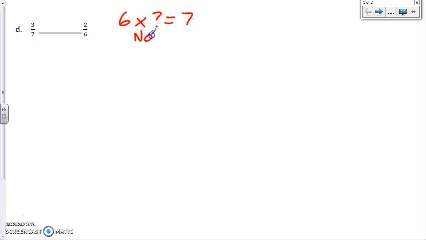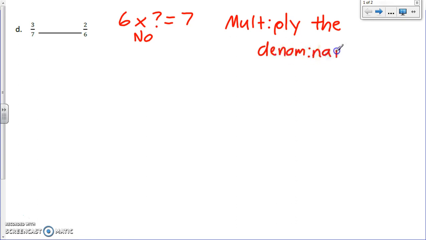So the answer is no. So now we can go to our other strategy, which is we're going to multiply the denominators. So over here on the side, because I have room, I'm just going to multiply my denominators now. So I'm going to do 7 times 6, which equals 42. So I'm going to turn both of these fractions into a denominator of 42. So down below where I have some room, I'm going to show my work now.